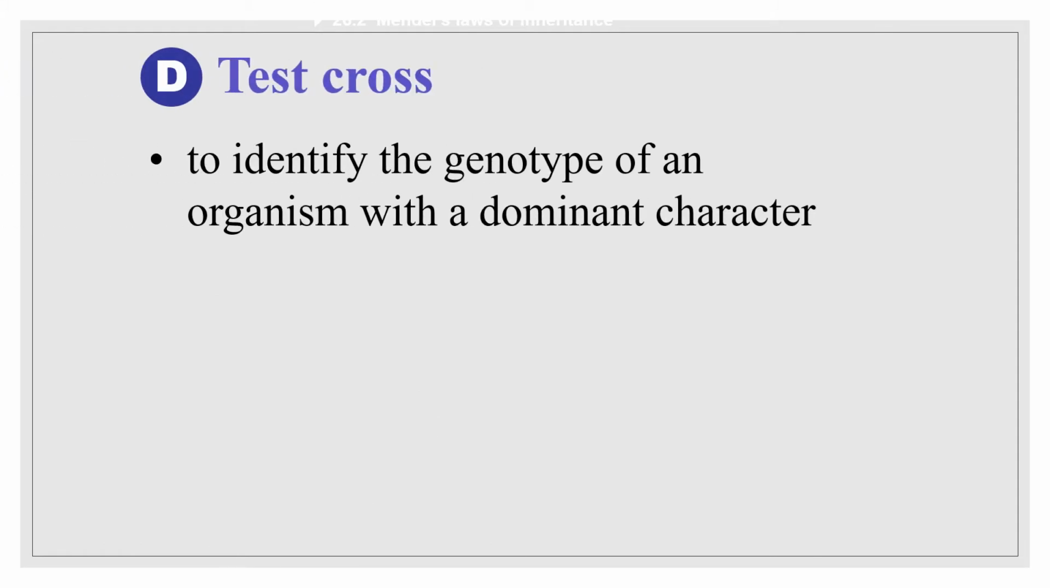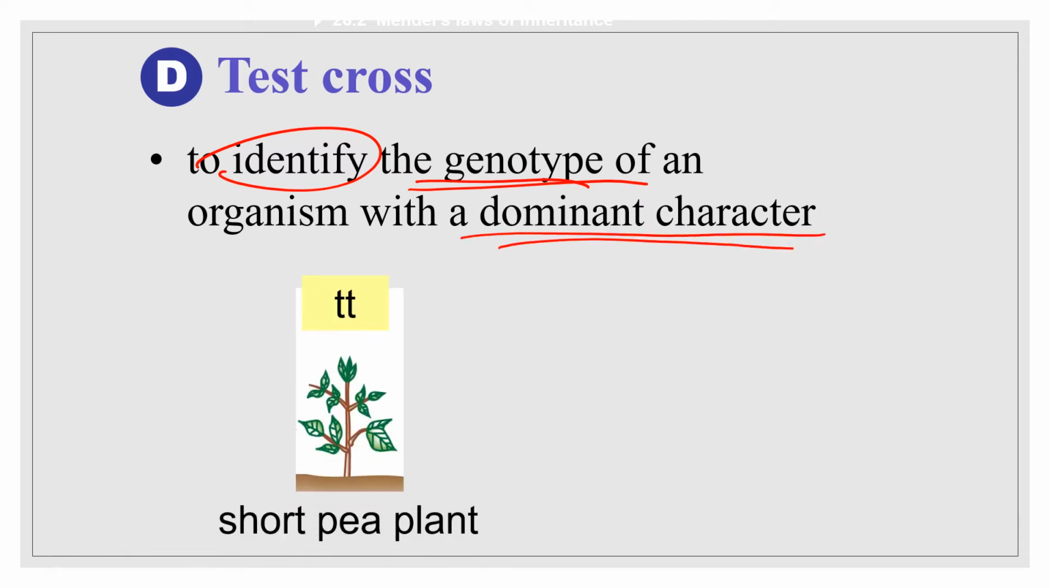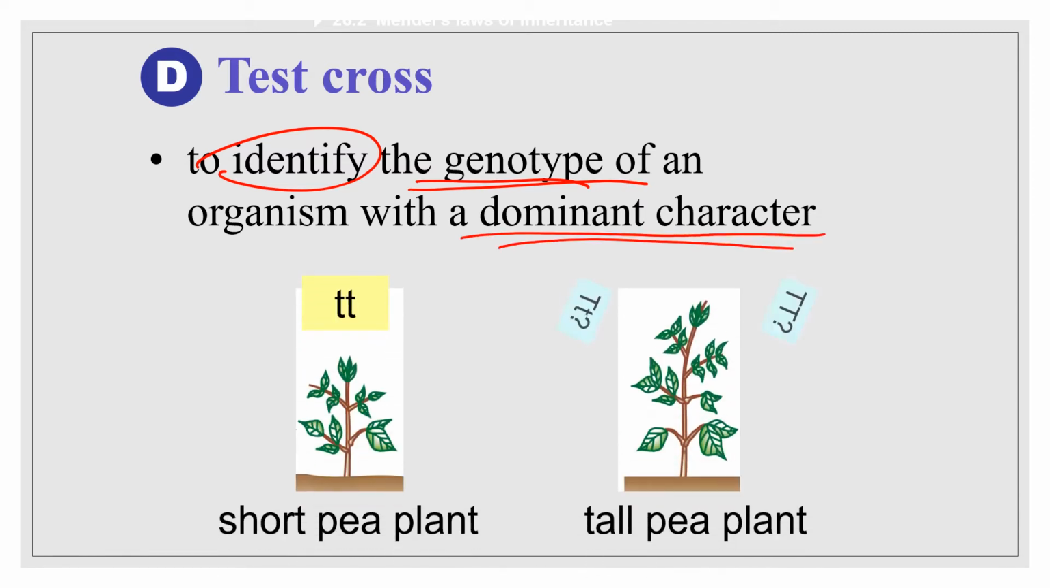I'm now going to introduce you a test cross. The cross in here helps you to do one thing, that is identify the genotype of an organism with a dominant character. What the scientists encountered is they have difficulty finding out the genotype of a dominant character, such as you have a tall plant in here.